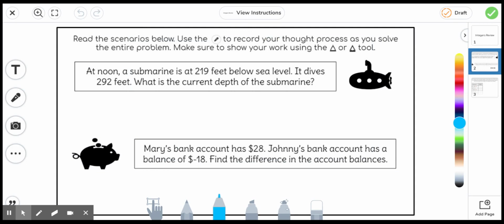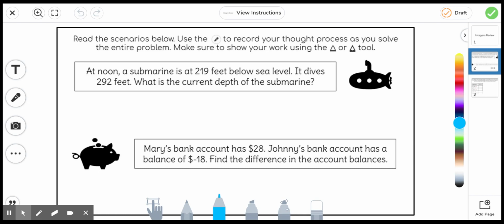Now, before I record, I am going to make sure that I read the problem and gather my thoughts before I start working it out. So let me go ahead and read this first one. It says, read the scenarios below. Use the microphone to record your thought process as you solve the entire problem. Make sure to show your work using the pen or pencil tool. Okay, so let me read the first problem. It says, at noon, a submarine is at 219 feet below sea level. It dives 292 feet. What is the current depth of the submarine?